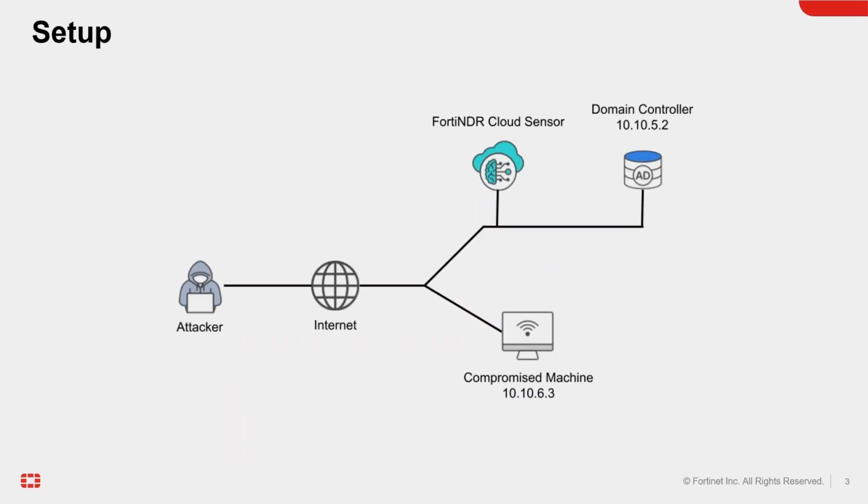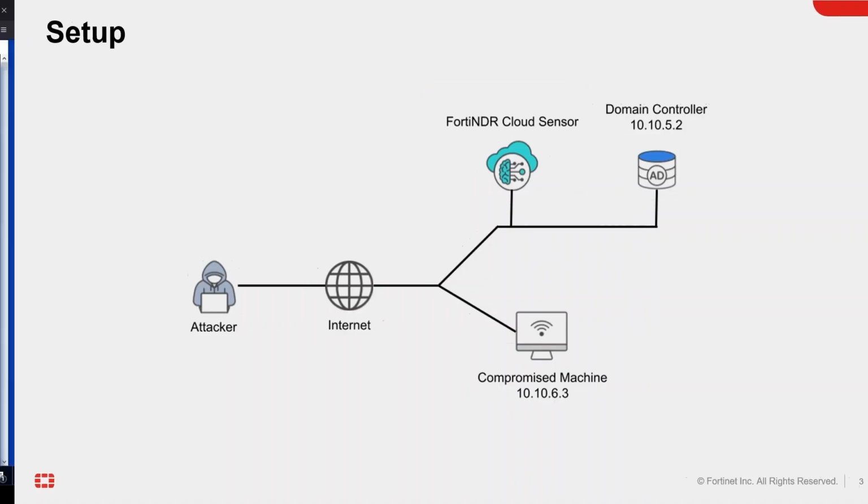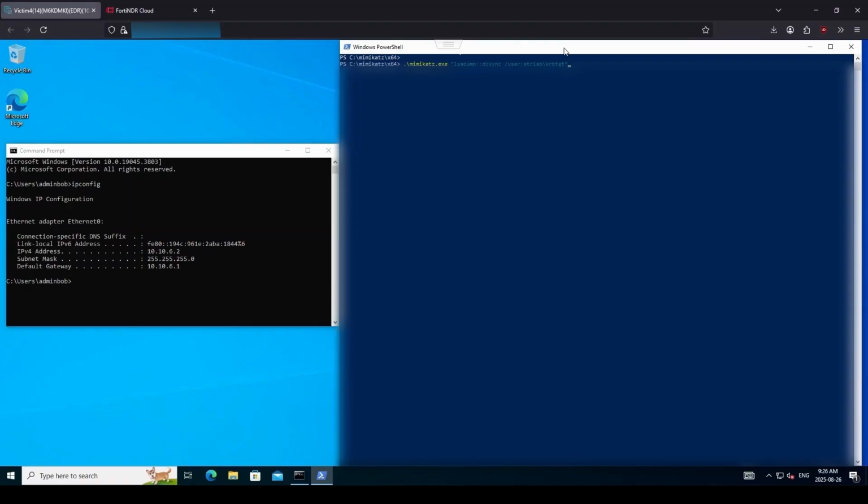Here is the setup we will use in the demo. Traffic going to and from the domain controller is monitored by the FortiNDR Cloud sensor. To initiate a DCSync attack, the attacker has access to an account with replicate directory change permissions and has logged in. The attacker will use Mimikatz. Mimikatz will impersonate a domain controller to sync information from the domain controller.